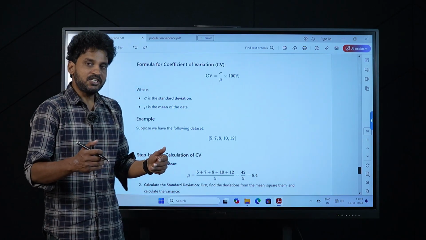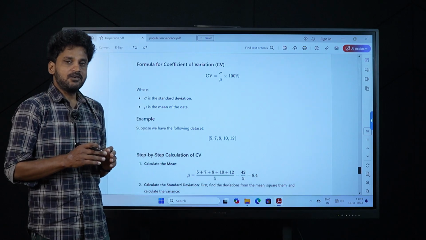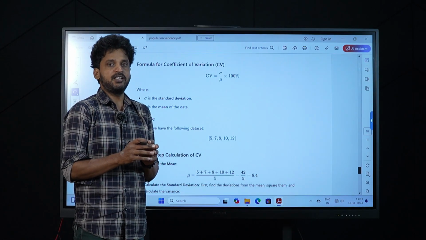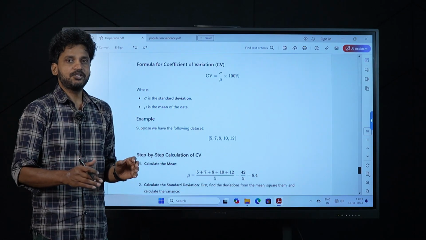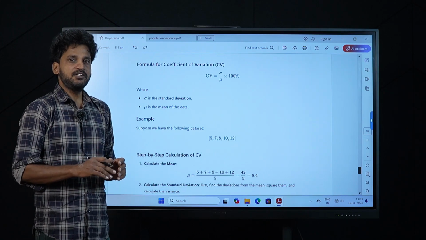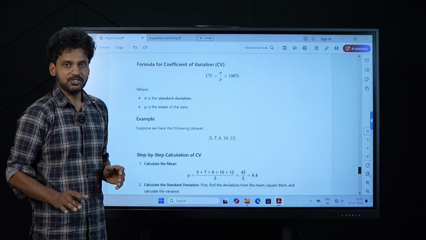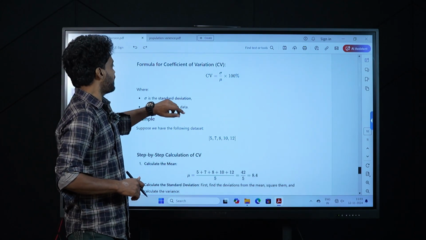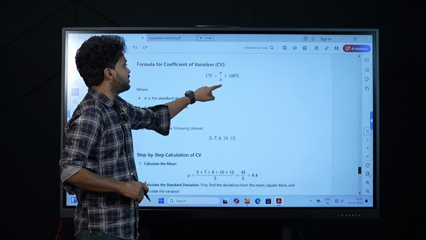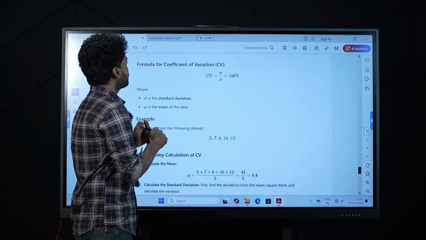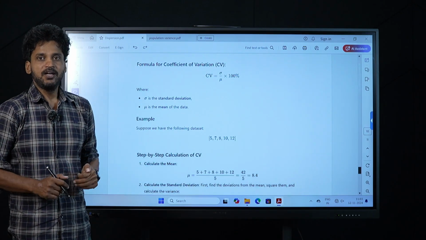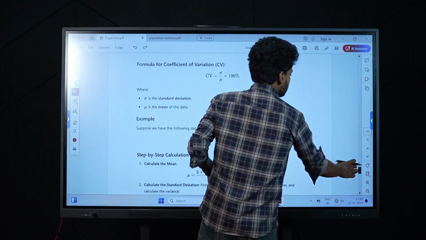Whenever the data set is collected, first of all, we should be able to identify the mean. Then you calculate the standard deviation. What is the standard deviation? Standard deviation is the square root of the average of the sum of all the square deviations. So when you divide standard deviation by the mean and multiply by 100%, you get the coefficient of variation. Let us understand with a simple example.